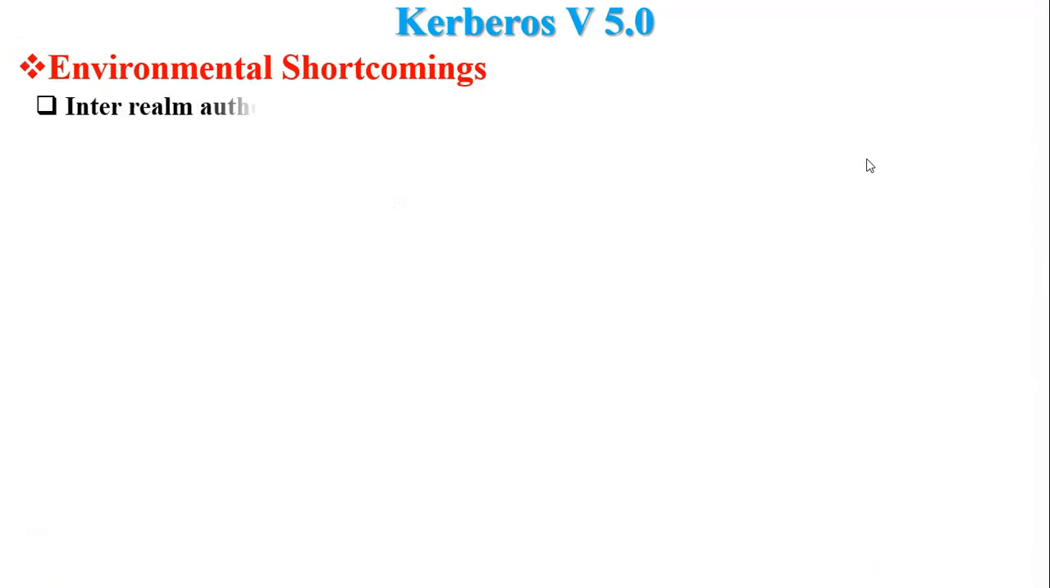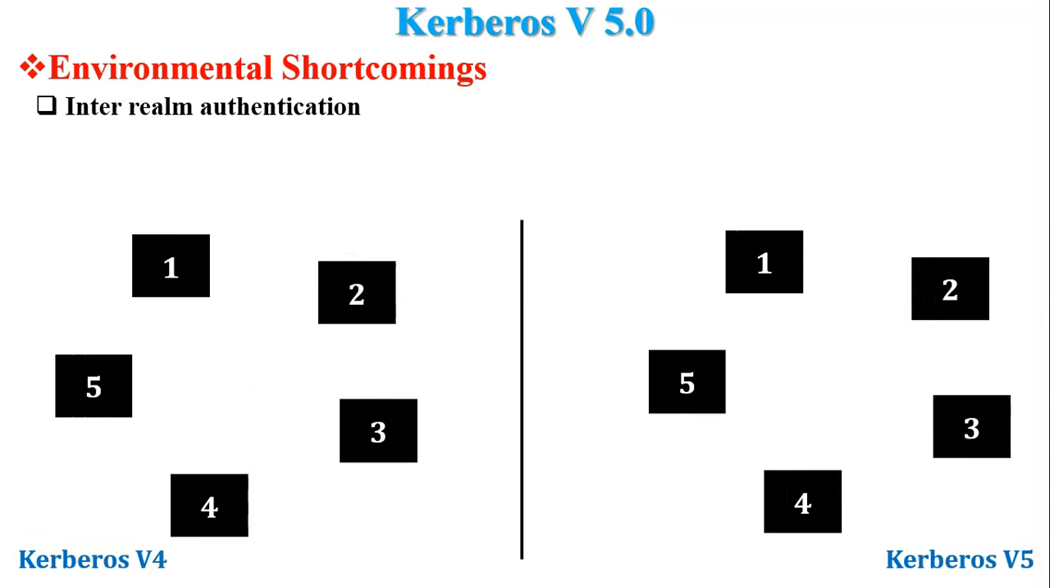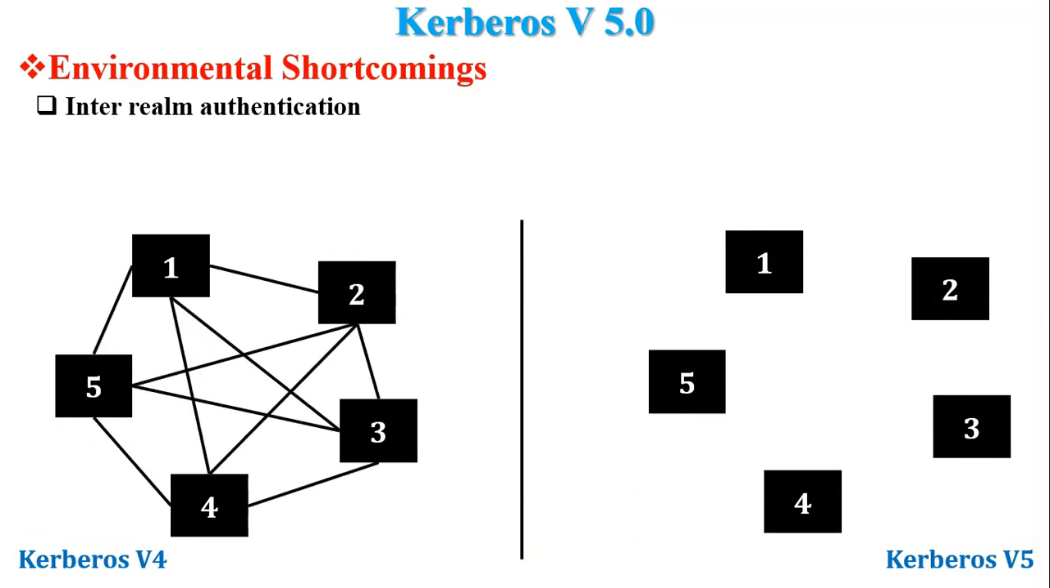Next environmental shortcoming is inter-realm authentication. Let's take another scenario to understand inter-realm authentication in Kerberos version 4 and Kerberos version 5. For example, there are 5 realms in both Kerberos versions. In Kerberos version 4, all the realms are connected with each other and authenticate with each other. So any host from any realm can communicate with all the hosts of all the realms. Now move to the scenario of Kerberos version 5.